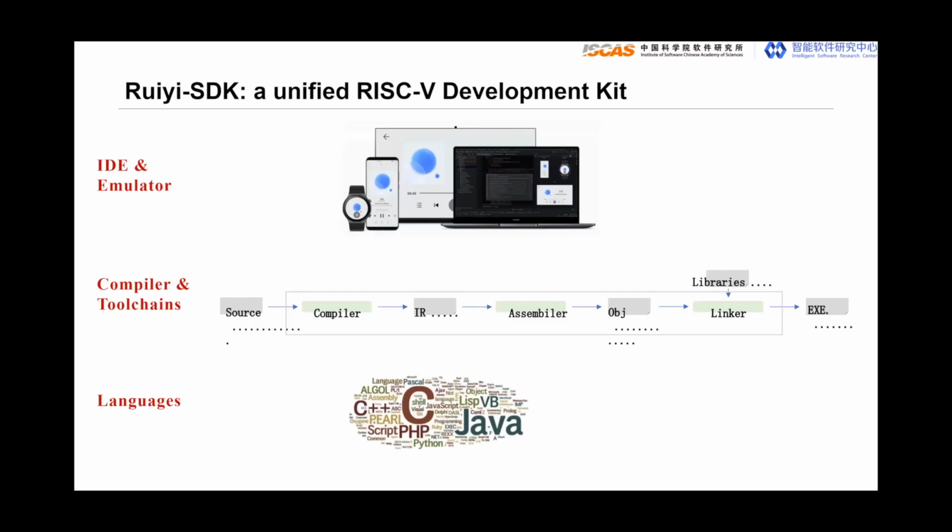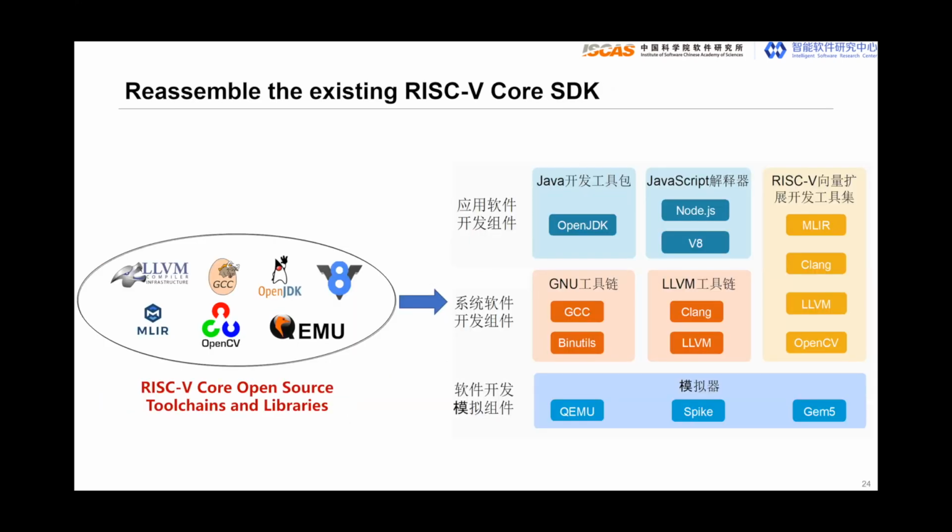So the PLCT team is now developing a unified RISC-V development kit called RUI SDK. The RUI SDK consists of languages, compilers, toolchains, IDE and emulators. And I will introduce them one by one in the next few slides.